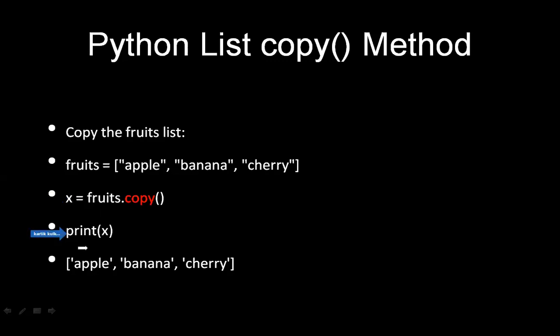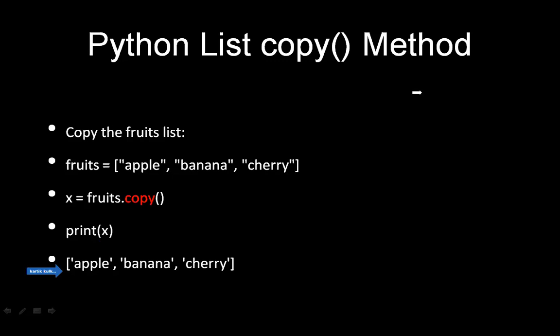you will get the output, as you can notice here: apple, banana, and then cherry. You will get all these three outputs. The apple, banana, and cherry will be included; the content of fruits will be copied and added to the variable x. Then when you print the value of x, you will get the output apple, banana, and cherry.